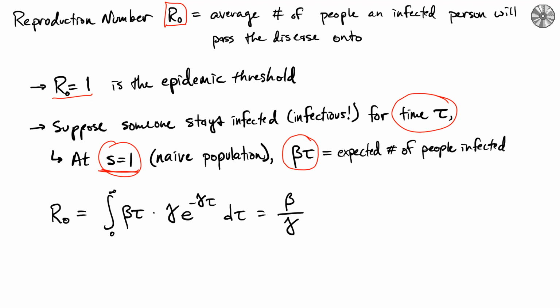That's the number of people expected to be infected, multiplied by the distribution of people being infected for time tau and then recovering at time tau plus delta tau. That's this quantity. And we integrate over all the different possible recovery times tau. Then what we get is out pops beta over gamma, which is that same epidemic threshold. And again, it makes sense that this being greater than 1 indicates an epidemic, and less than 1 indicates not an epidemic, so it's not spreading. And so that gets back to this R naught value.